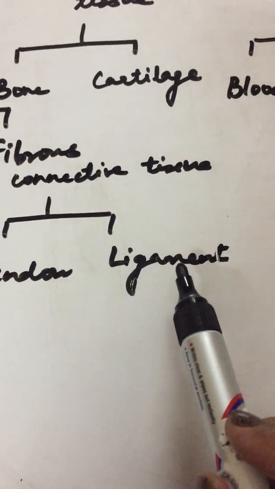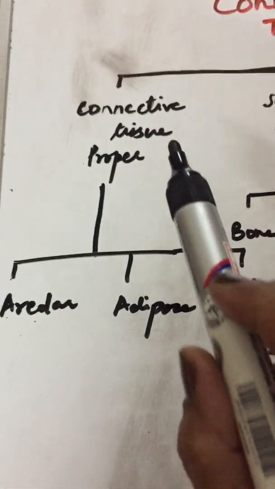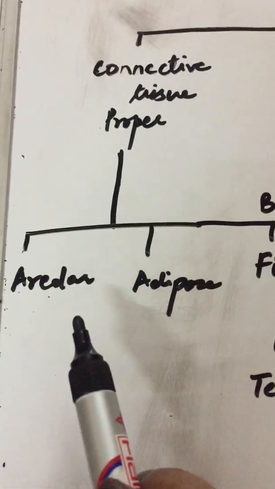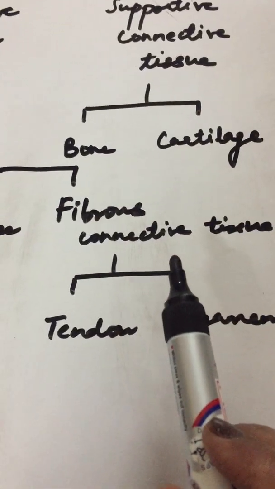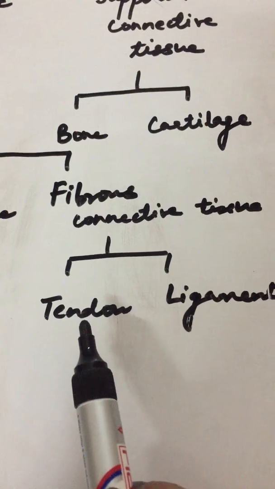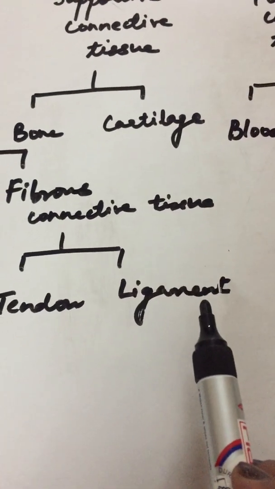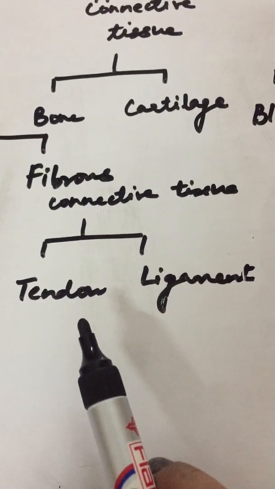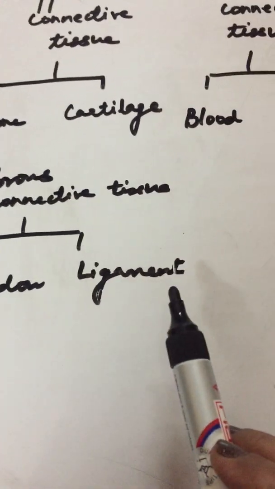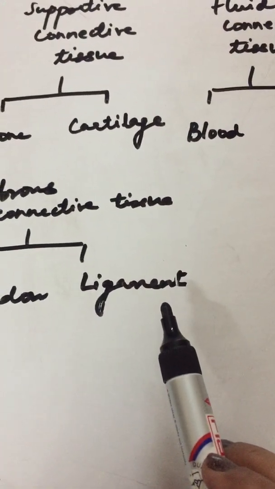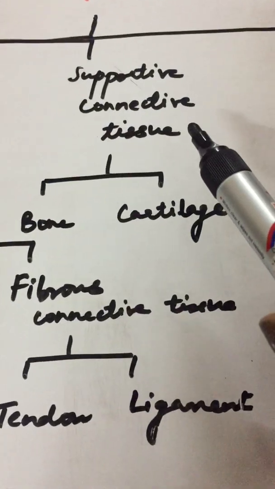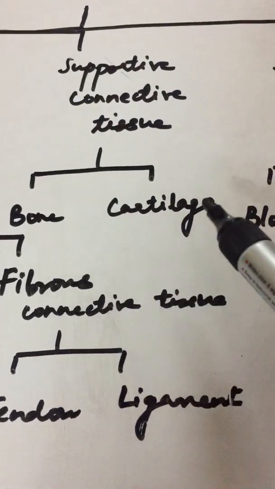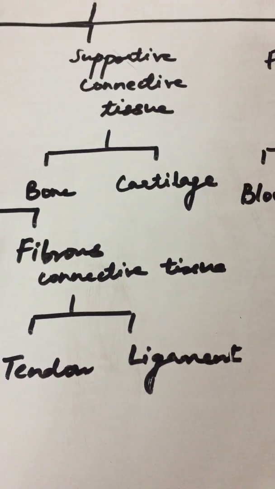performed by ligament. So we come to connective tissue proper, which is of three kinds: areolar, adipose, and fibrous. And fibrous is further divided into tendon and ligament, where tendons help to join muscles to bones and ligaments help to join two or more bones at a joint. We then move on to supportive connective tissue, which is of two kinds: bone and cartilage.